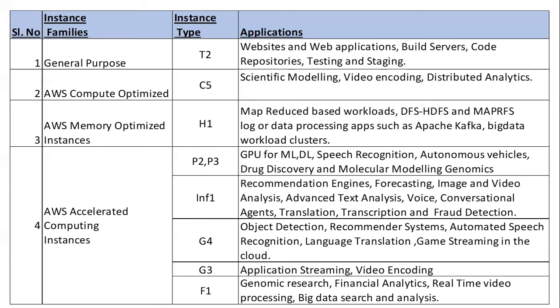So AWS accelerated computing instances are most useful if you're doing deep learning and machine learning. So for deep learning, image processing and such things, you might want to use P2, P3. If you are working on recommendation engine, please use Inf1. And for object detection, recommendation systems again, or automated speech recognition, you can use G4. For video encoding, please use G3. And for genomic research, financial analytics, credit risk analysis, fraud detection and such things, you can use F1.